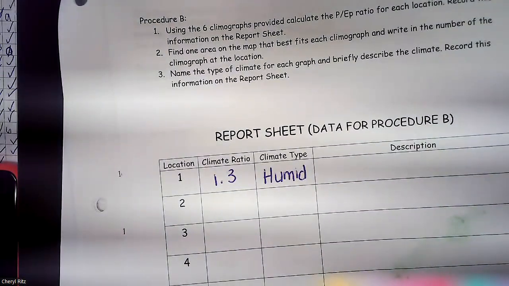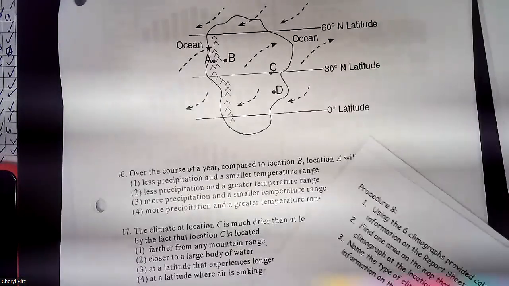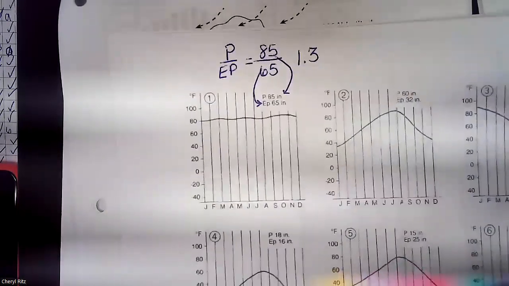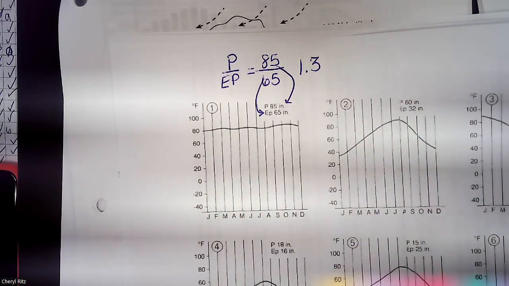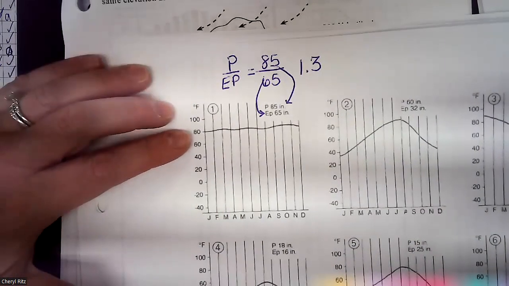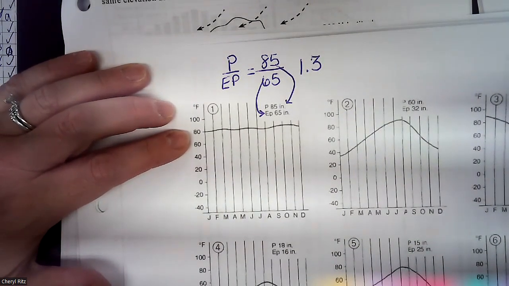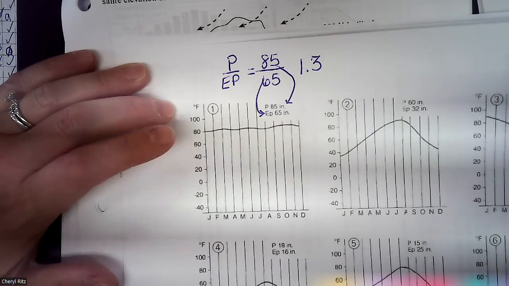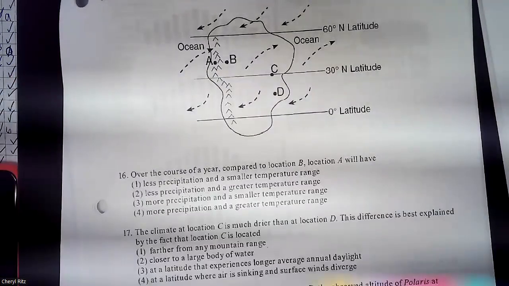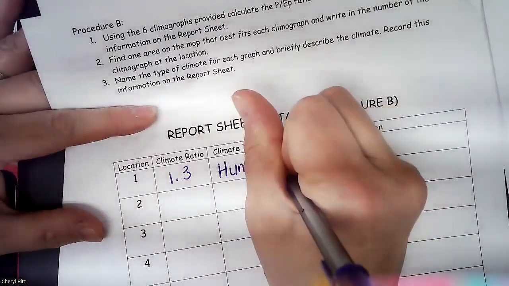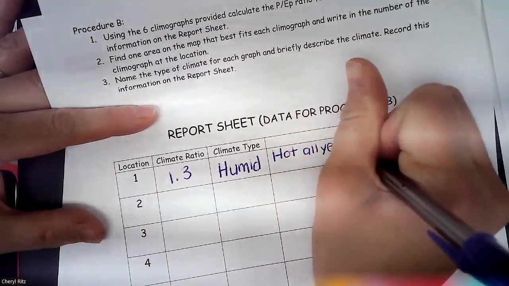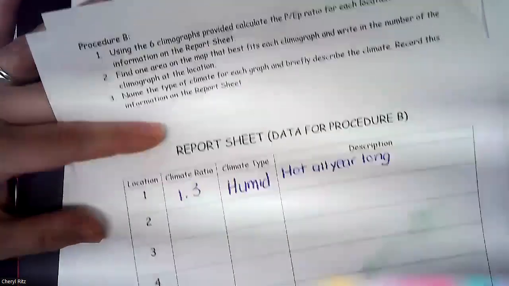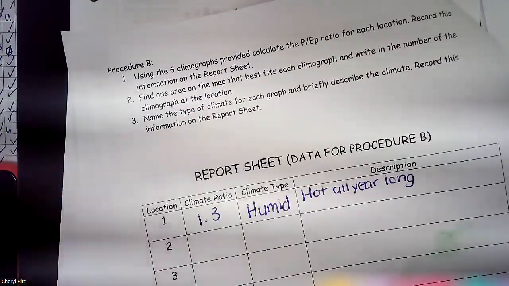And then I want a description. The description is going to be coming from the actual graph. What do you notice about the temperature? It's pretty flat. So what do we say about this location? How can we describe their weather? Not only steady, but consistent, but hot. Hot all year long. So that's what you can put here. Hot all year long. You're going to do that for locations 2 through 6, since we already did 1.